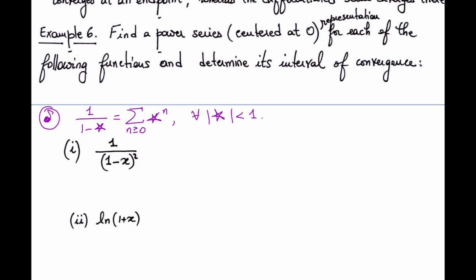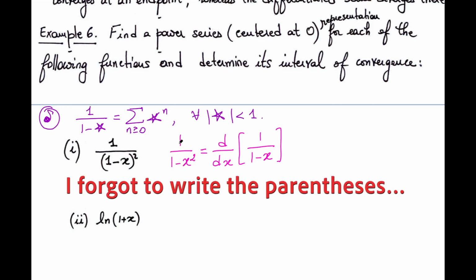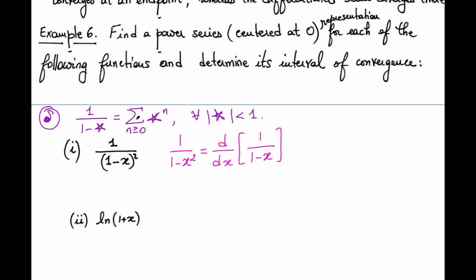Do you agree that if you differentiate 1 over 1 minus x, you get 1 over (1 minus x) squared? And now, do you know a power series of 1 over 1 minus x? Yes, it's right there. This is equal to the derivative with respect to x of this series.